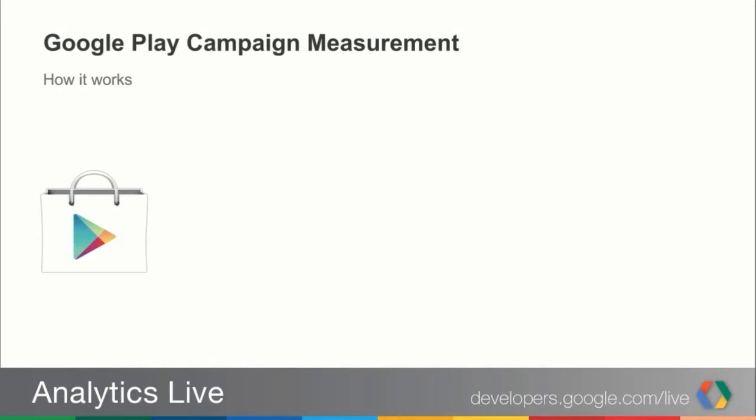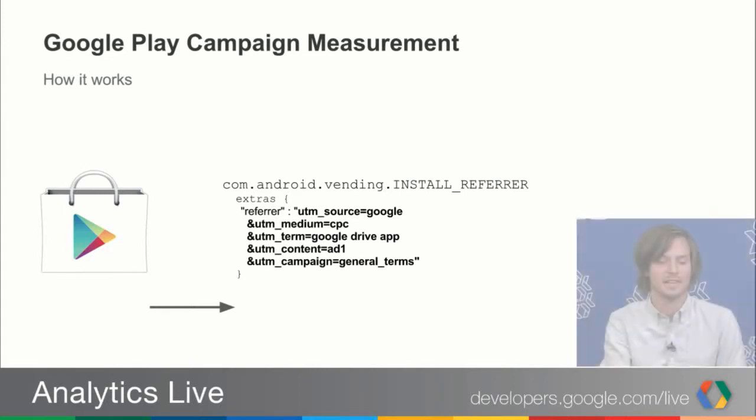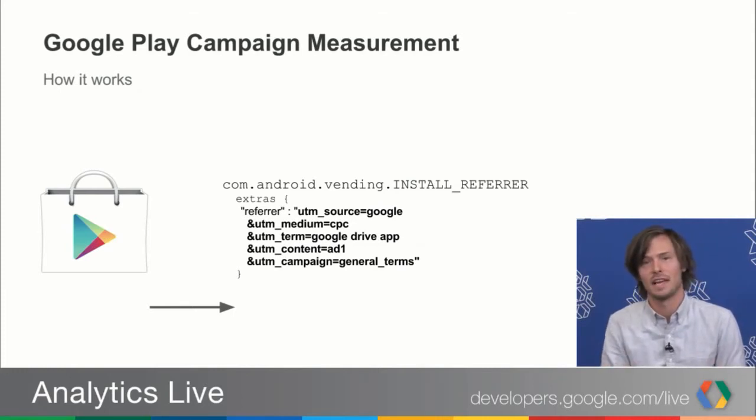What happens from there, if they choose to install the app right then, is that the Google Play Store app on the device is going to broadcast this install referrer intent. As part of that intent, it's going to grab the value of that referrer parameter from the link that you use to send people there, and include that as a string extra in the bundle with the intent.